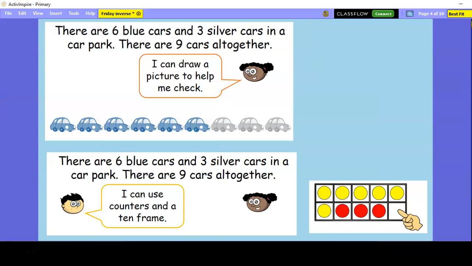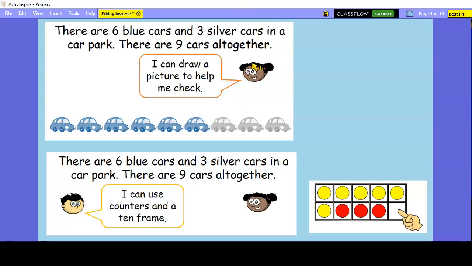Okay, let's see what we are doing today. Like I've said, we're going to look at the inverse, but I'm going to explain that a little bit further first. The reason we have the inverse in maths is so that we can check our answers, really. So today we're going to be checking answers of sums using the inverse. There are different ways of checking answers.